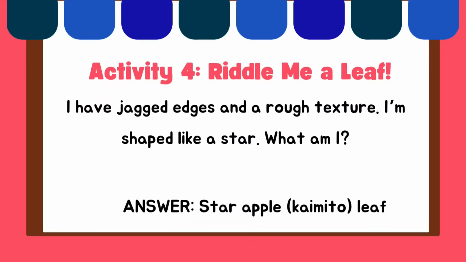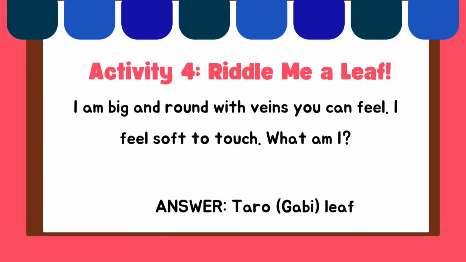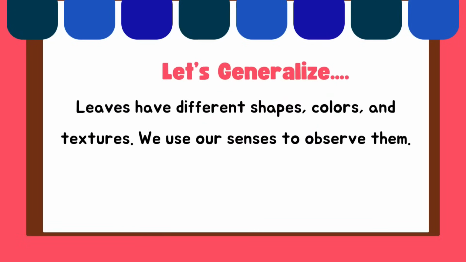I have jagged edges and a rough texture. I'm shaped like a star. What am I? The answer is star apple or the kaimito leaf. I am big and round with veins you can feel. I feel soft to touch. What am I? The answer is taro or gabi leaf. Remember that leaves have different shapes, colors, and textures. We use our senses to observe them.